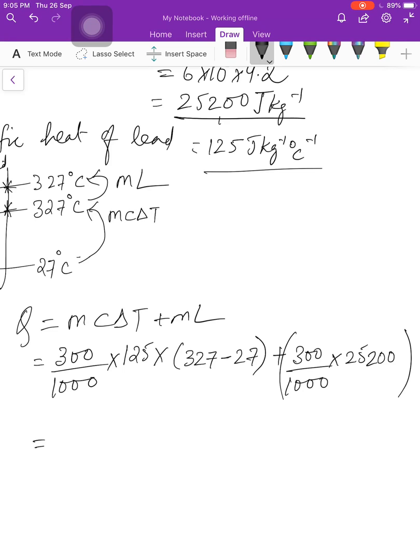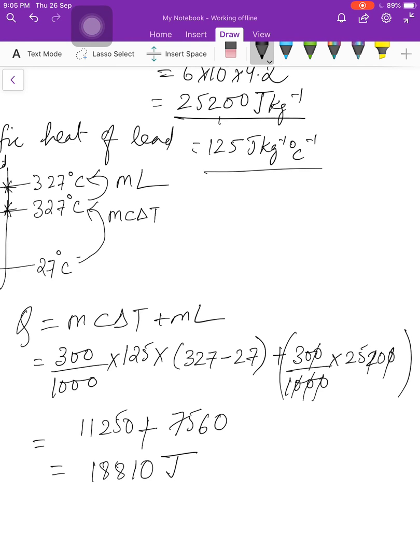327 minus 27 is 300. 300 into 125 into 300 by 1000 is giving me 11250 plus, let's see here, 30 into 252. 30 into 252 is giving me 7560. So let us add 11250 plus 7560, which is equal to 18810 joule. So this much heat is required.